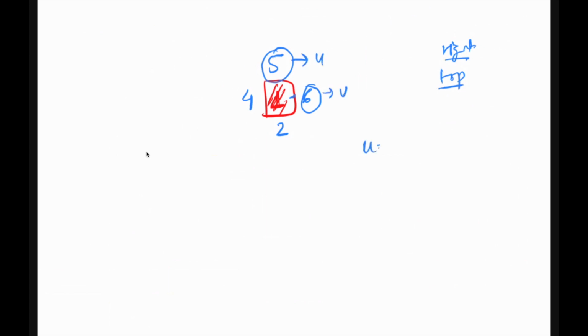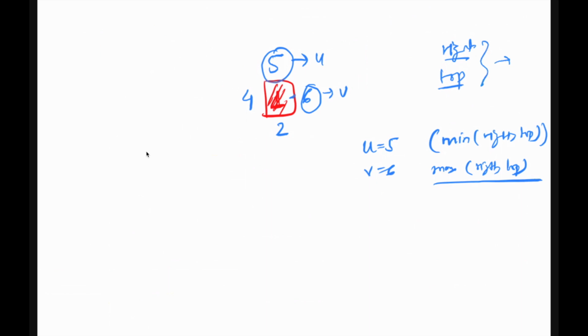So u is equal to 5 here and v is equal to 6. Okay, and u will always be the minimum of right and top, and v will be the maximum of right and top. Okay, so when we talk about the rest of the 3 conditions, similarly there will be a few changes, like right will be changed. Suppose we are taking right and down, so this will be right and down, this also will be right and down. So this you can figure out by yourself.